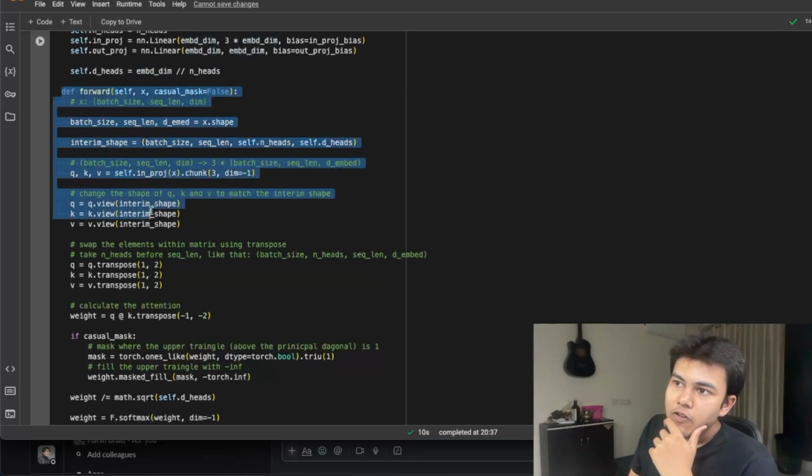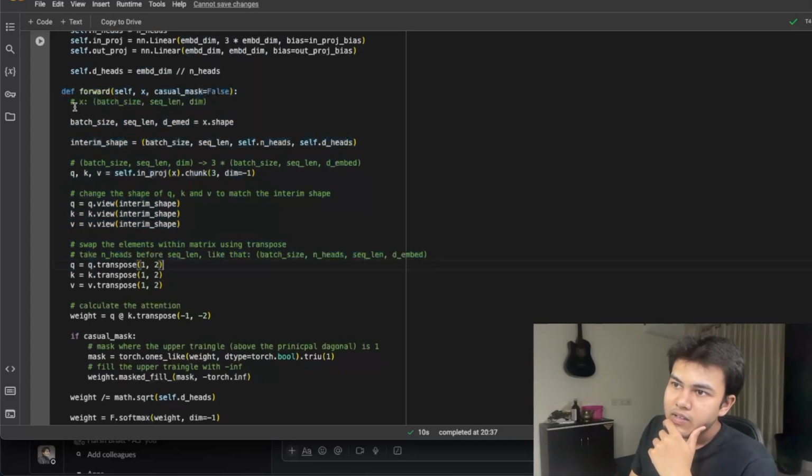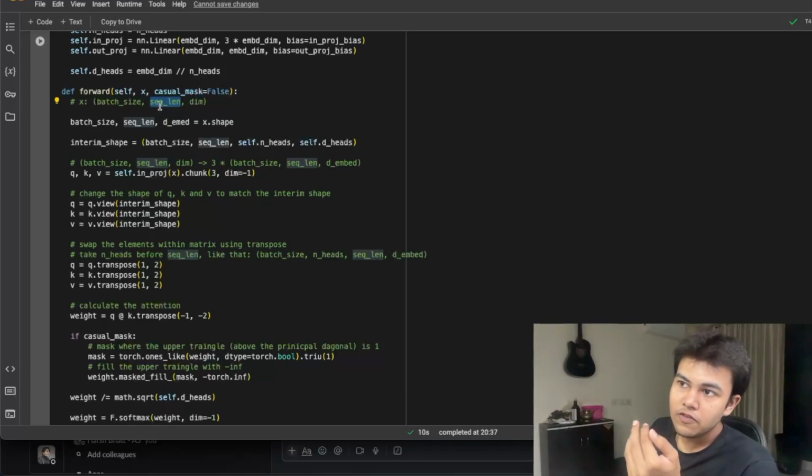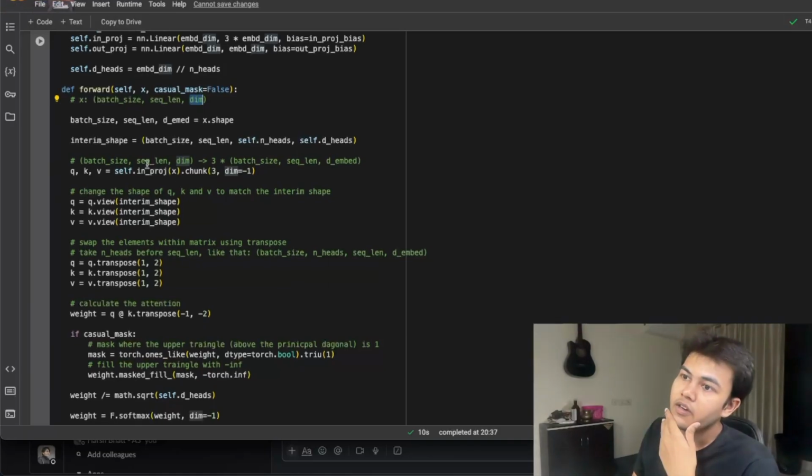The forward method will have this. The x will be of shape batch size, sequence length, dimension. The sequence length, in image terms, will be the multiplication of the height and width. So let's suppose if we have a 3 by 5 image, 3 times 5 is 15, so 15 will be the sequence length, and dimension will be the number of channels of the image here.